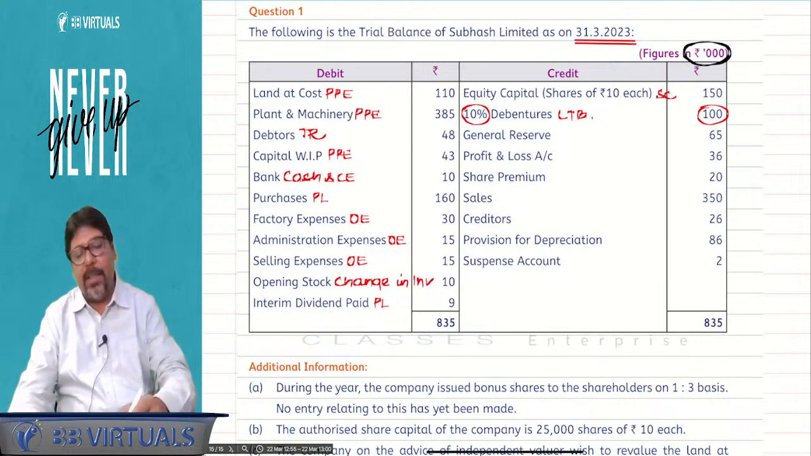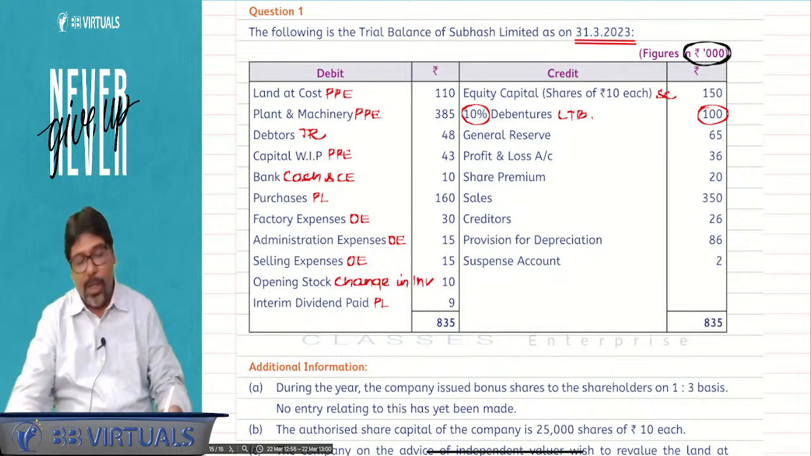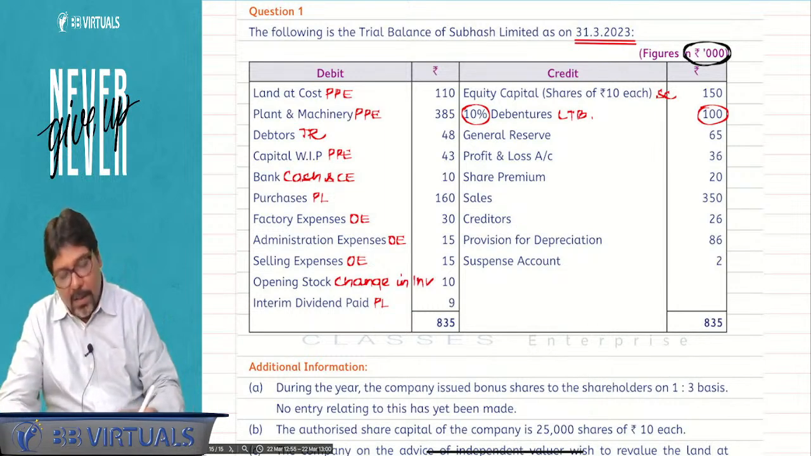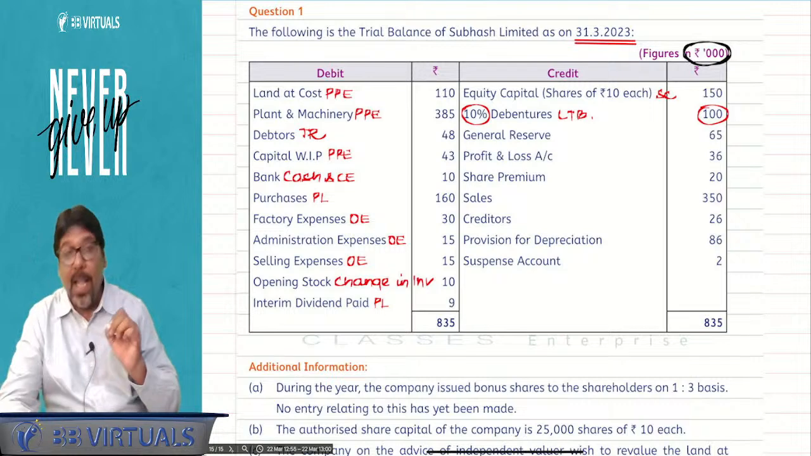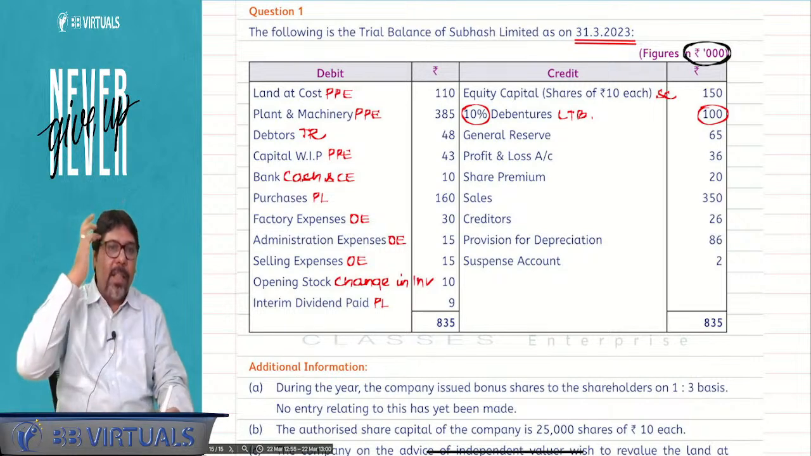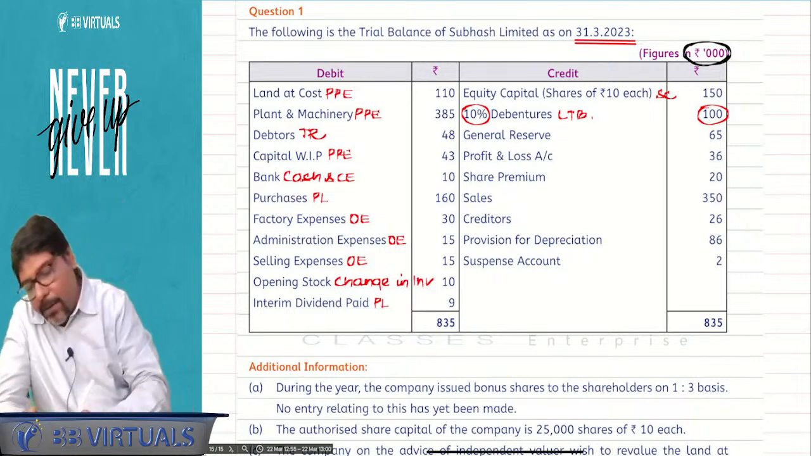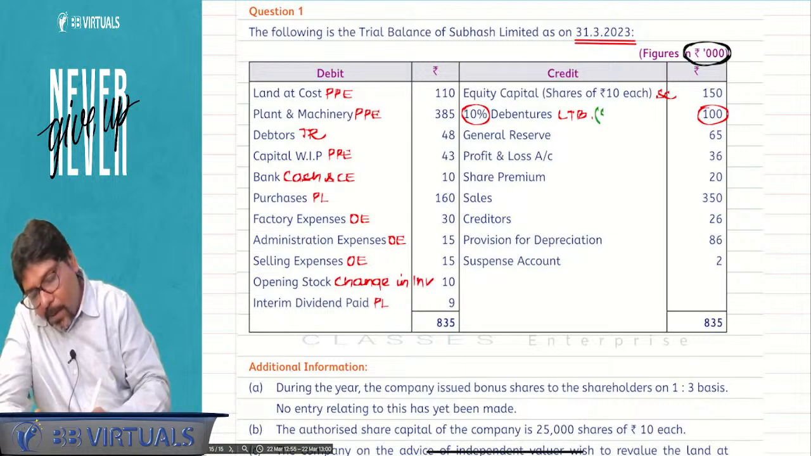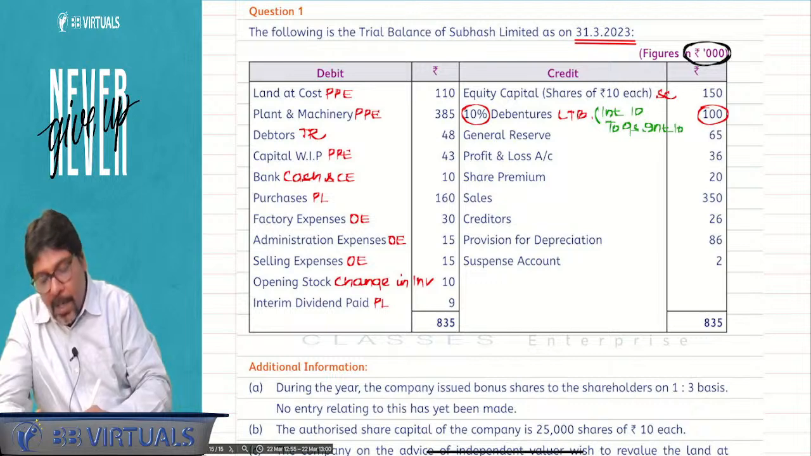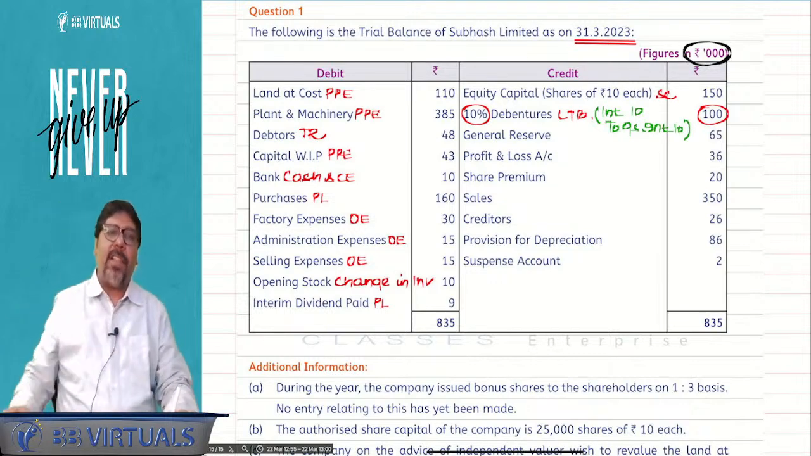10% means interest on this is how much? 10 rupees. But did we see interest of 10 rupees? No. So remember, chartered, there is outstanding interest of 10 rupees. Outstanding interest, 10. This interest is the finance cost, yes or no?